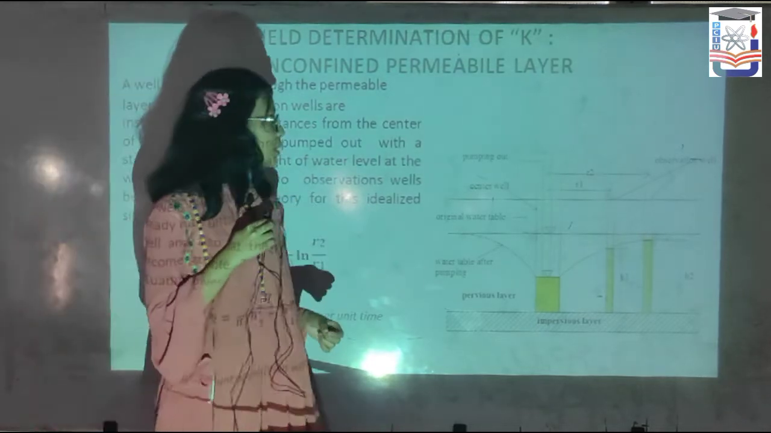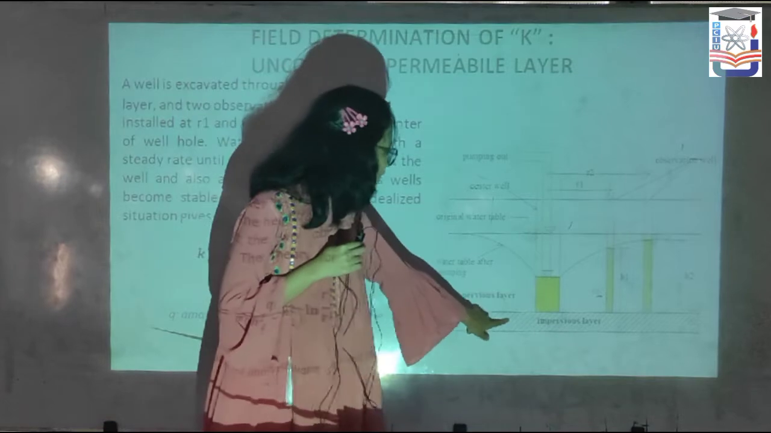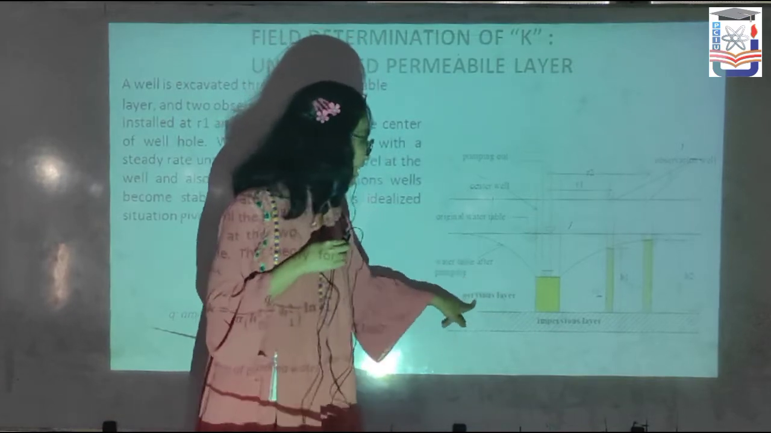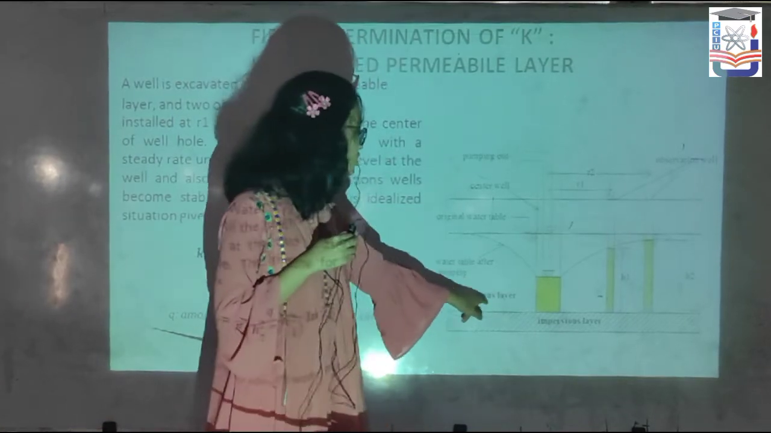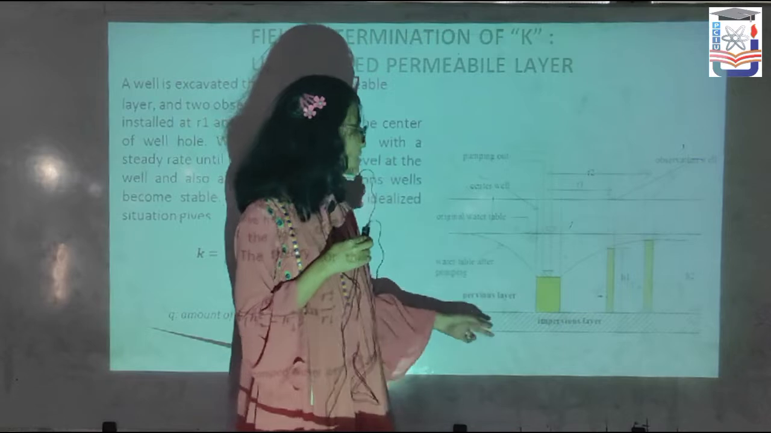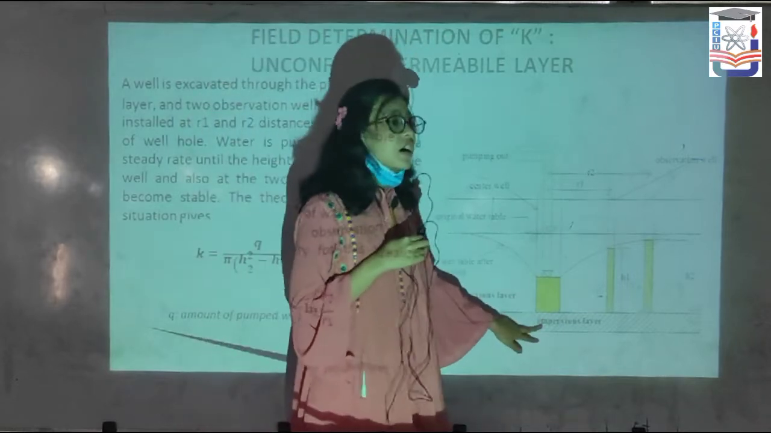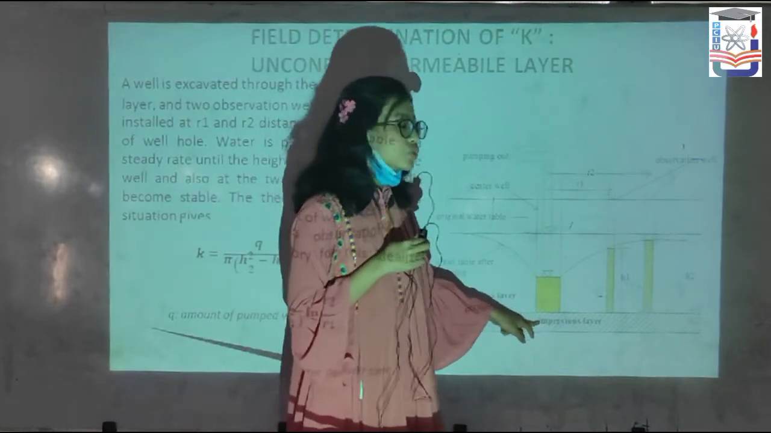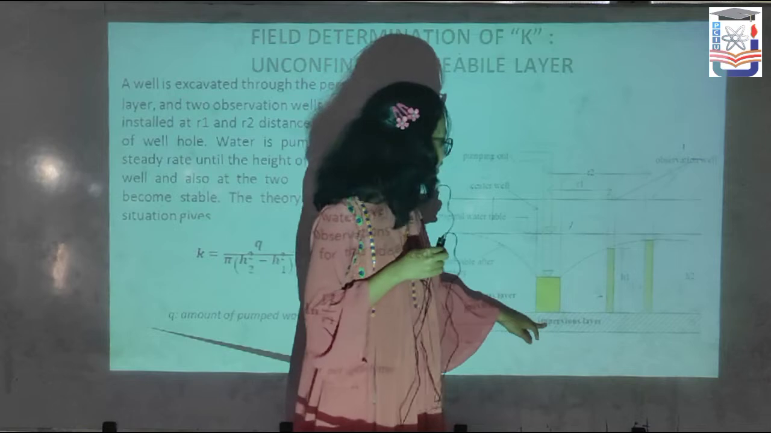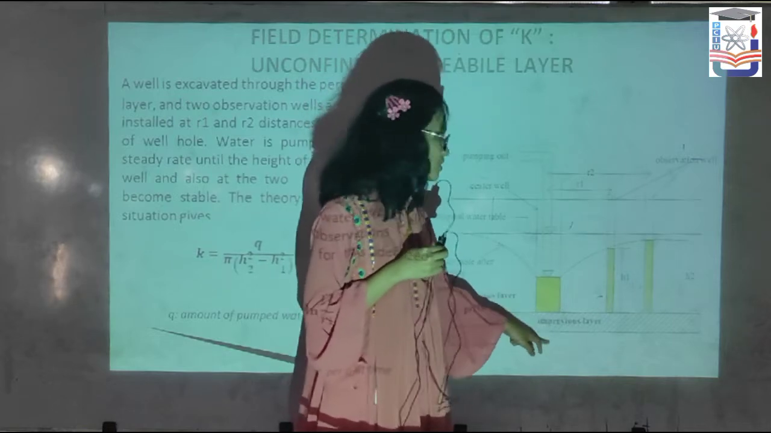In an unconfined permeable layer there is an impervious layer below the pervious layer. Here, what is a pervious layer? Pervious layers mean layers through which water can easily pass, and the impervious layer means one which does not allow water to soak in the ground. We can say that impervious layers do not allow water to pass through them.